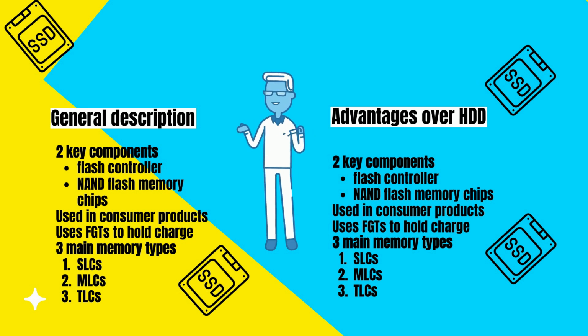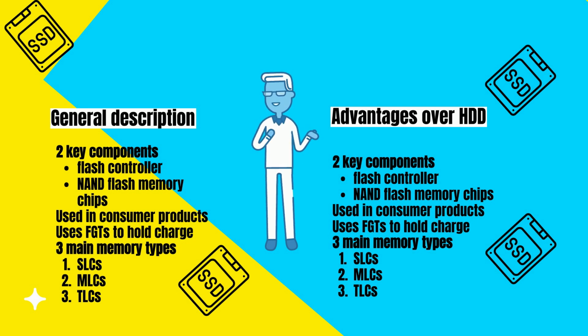The SSD uses three main types of memory. Single-level cells, which are SLCs, can hold 1 bit of data at a time, a 1 or a 0. This is the most expensive form of SSD, but rightfully so, as it is the fastest and is also durable.